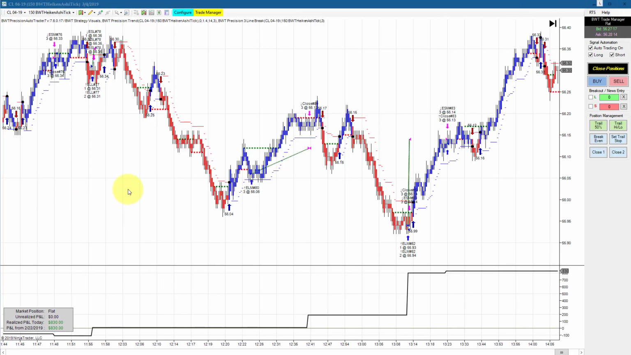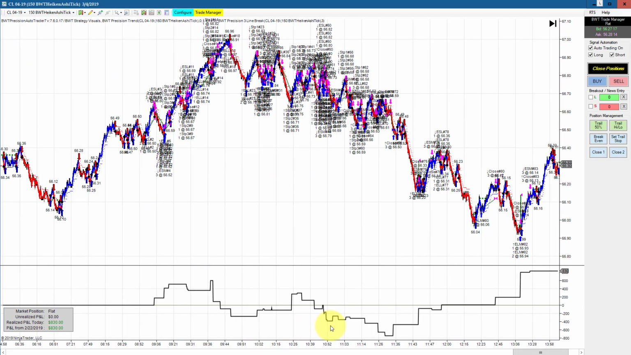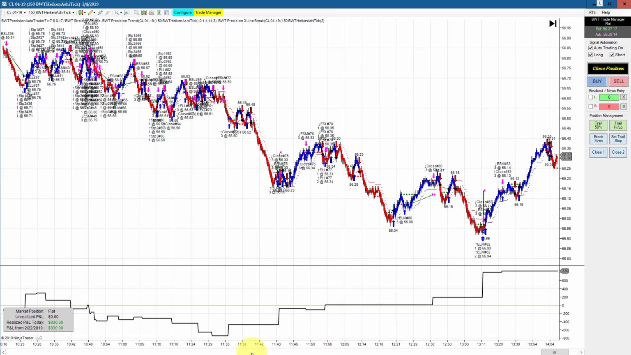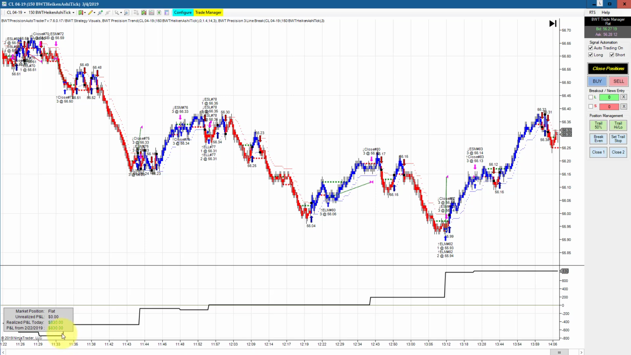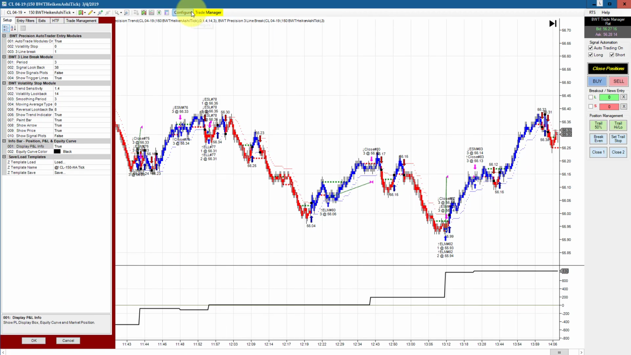Okay, a couple of charts on the crude oil. This is a 150 Heikin Ashi tick chart, and this has our line break logic on it. And this was moderately active today. You can see the equity curve here. The first equity high was about 600, and then we drew down about 700, and then we recovered beginning at the 11:30 hour and finished at 8:30 for the day.